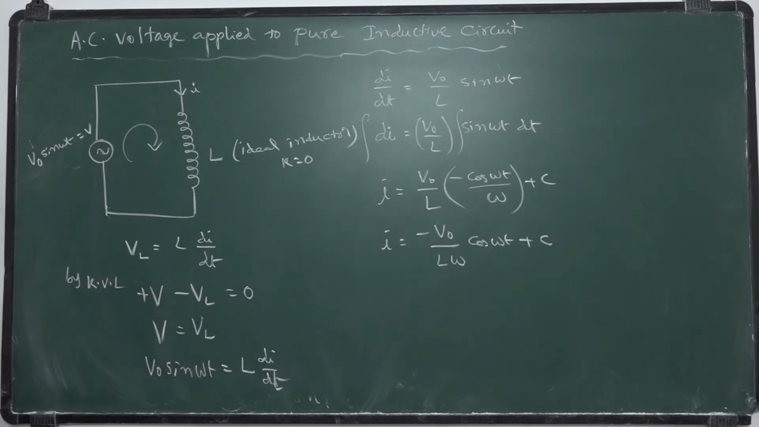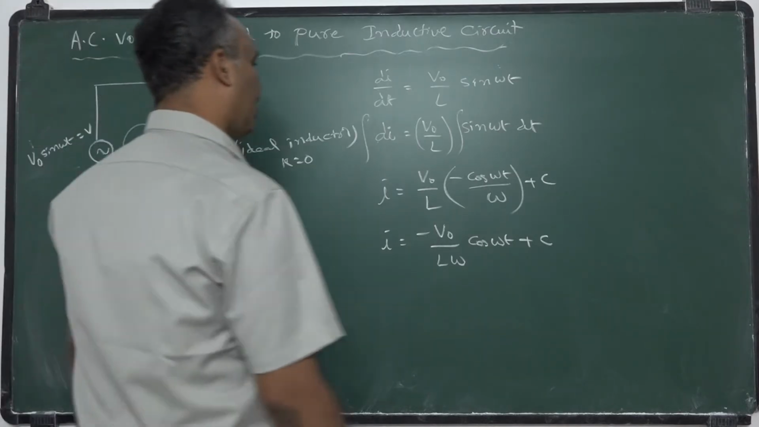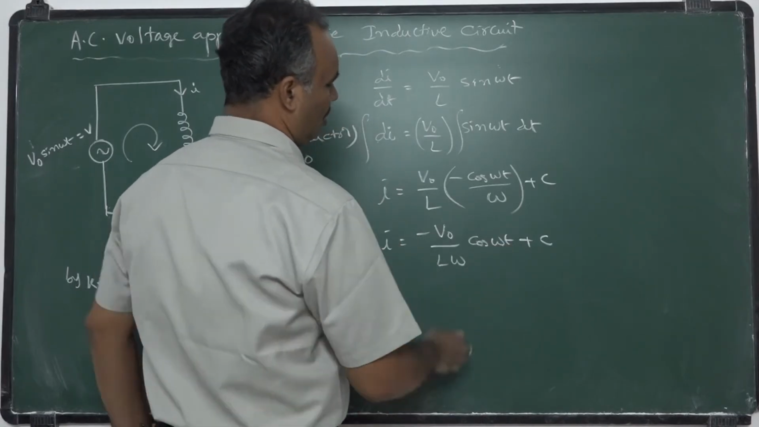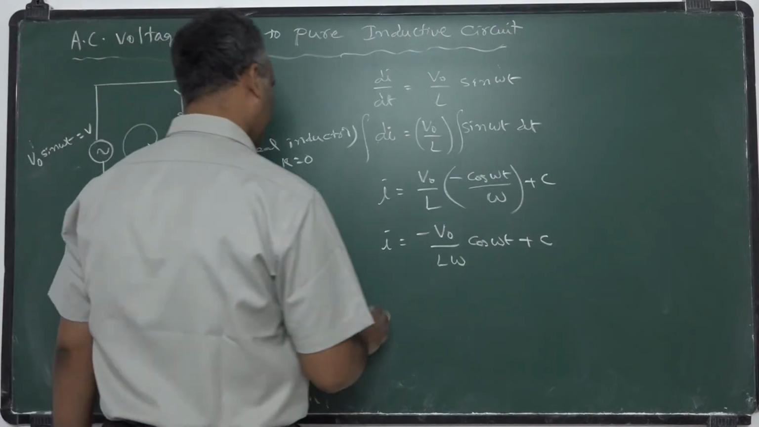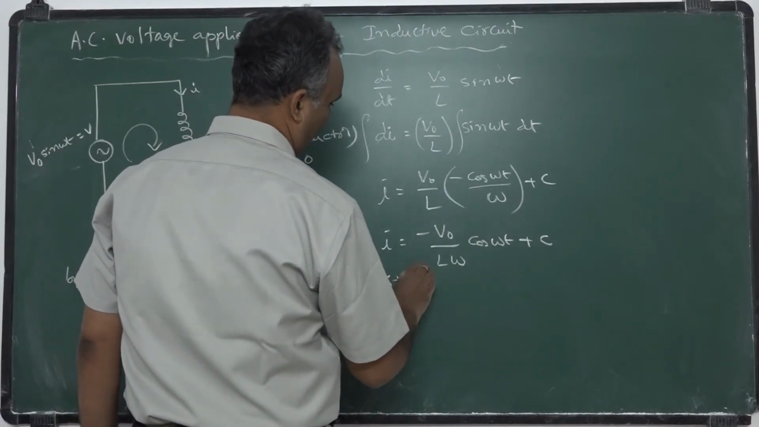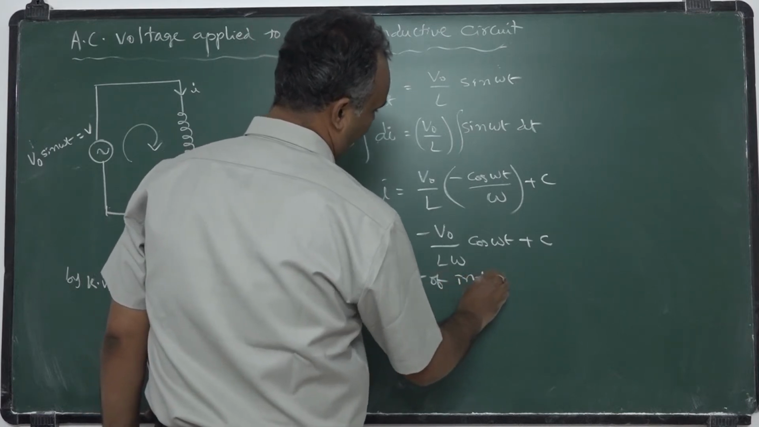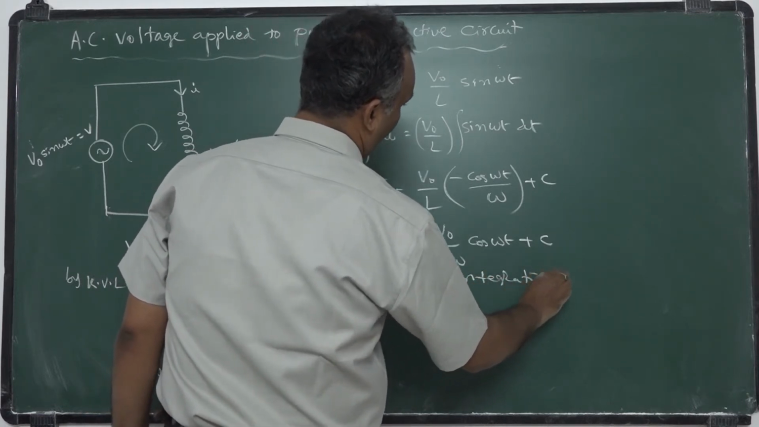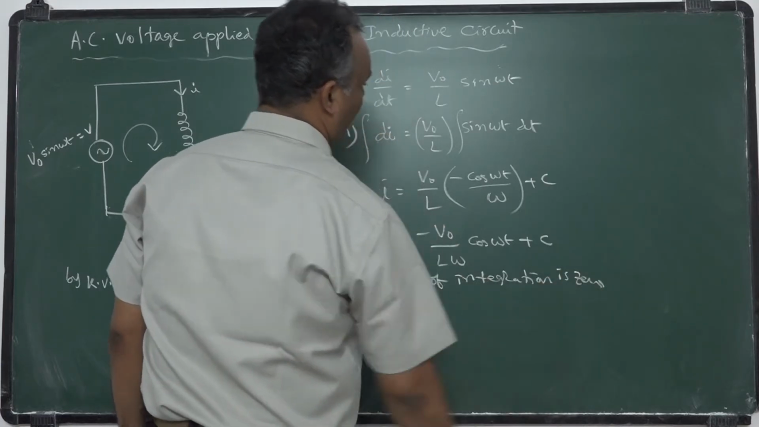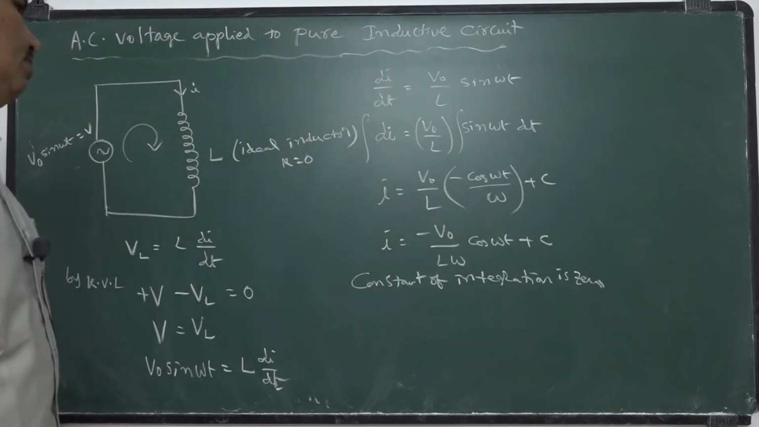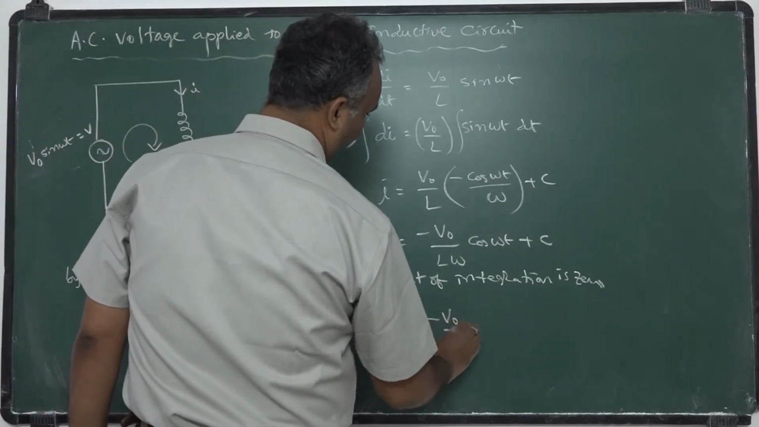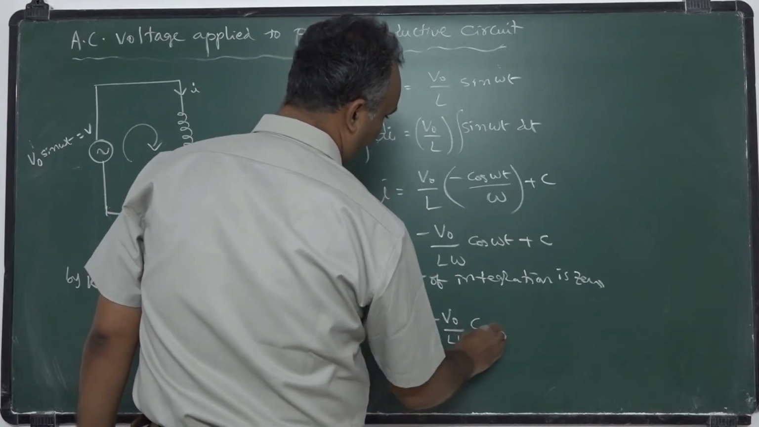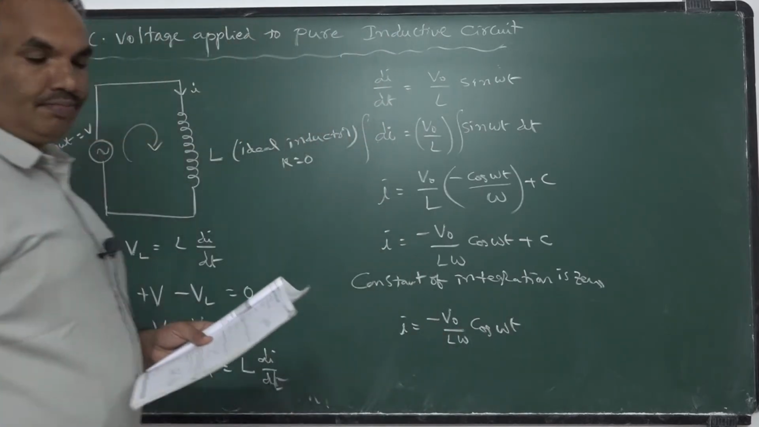Here the constant of integration is 0. Why? At time t is equal to 0, no current is passing through the circuit. So the C value, the constant of integration, can be found as 0. So I is equal to minus V naught by L omega cos omega t.